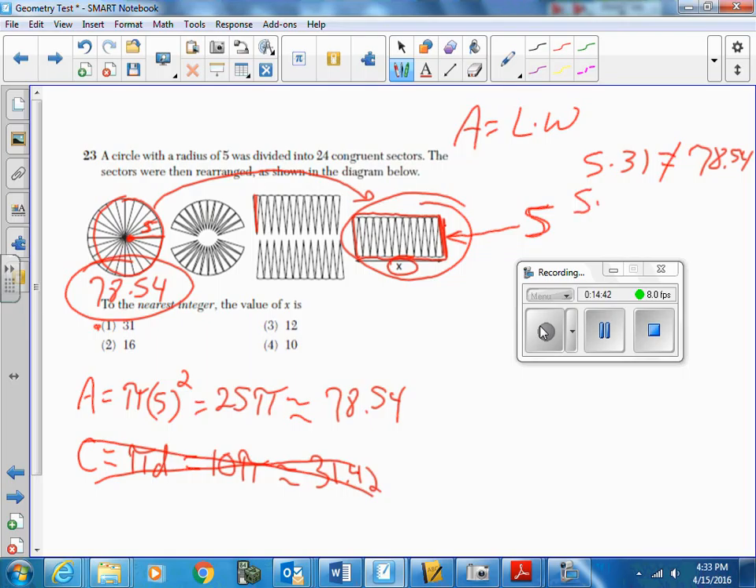So 5 times 16. Well, I don't know if it's going to give you exactly 78.54, but it's going to be closer than any of these others. And that's going to be our answer. The other ones aren't even close. 5 times 31 is 155, I believe, off the top of my head. 5 times 12 is 60. That's not close. 5 times 10 is 50. So the only one that's going to get us close to the area that we had of the original circle is going to be that value of 16. So that is our answer, number 2.